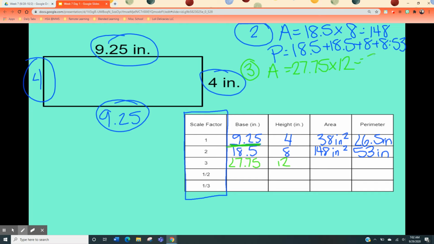Notice again, we always come back to the original to find our new base and height. So my new area is 333 inches squared. And then for my perimeter, again, I'm adding 27.75, oops, not times, plus 27.75 plus 12 plus 12, and that gives me 79.5 inches.